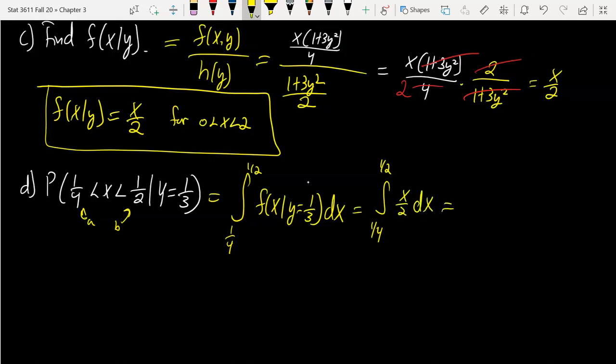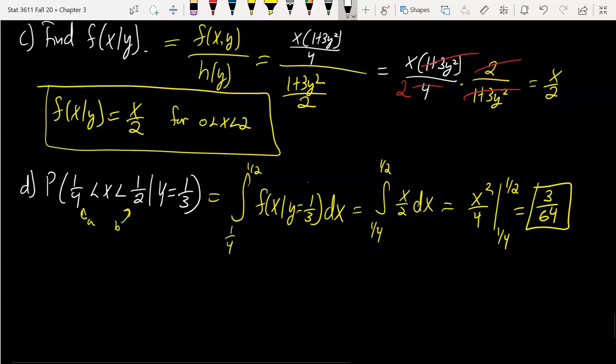So now we just do the calculus. The antiderivative of x over 2 should be x squared over 4. Now we evaluate this from 1/4 to 1/2. Plug in your endpoints: 1/2 squared over 4 minus 1/4 squared over 4. We run that through a calculator. We should get 3 over 64, okay? 3 over 64.